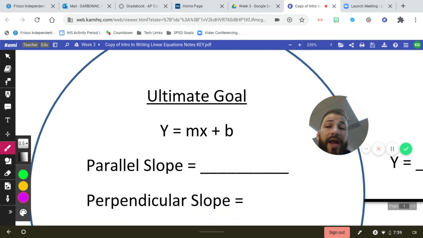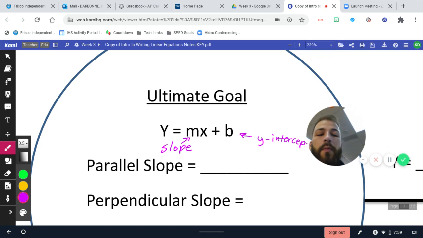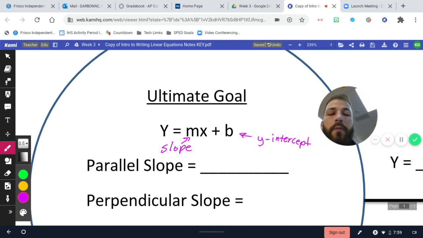So y and x are just our variable y and our variable x, x and y on the graph, same as they've always been. M is still what we call our slope. And b, if you remember, is our y-intercept. Like so. Now we might also be asked about parallel slope or perpendicular slope.